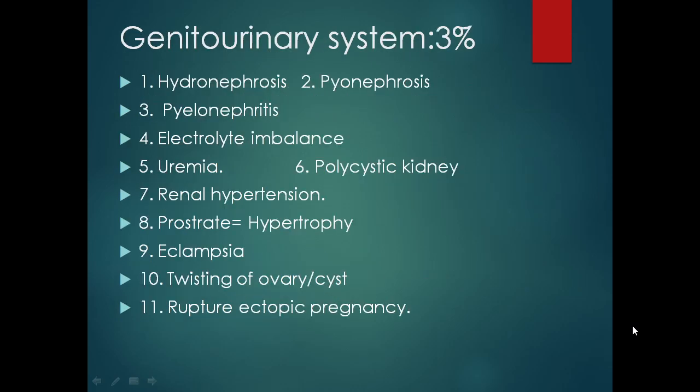Then genitourinary system causes amounting to 3%. The causes are hydronephrosis, pyonephrosis, pyelonephritis, electrolyte imbalance, uremia, polycystic kidney, renal hypertension, hypertrophy of prostate, then eclampsia, twisting of ovarian cyst, then rupture of ectopic pregnancy. These are the genitourinary system causes of sudden death.